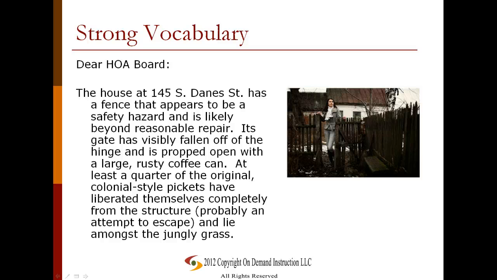So here we have a little bit of humor with the probably an attempt to escape, which is kind of funny, but we have much clearer description. When somebody reads this, they're going to get an idea of, oh wow, we've really got a situation here. We need to take a look at what's going on with this fence and handle that situation properly. So here we have descriptive information that's given in an expository manner so that a change can be made. This would certainly be appropriate to include in this type of letter, such as you would give to a homeowners association.